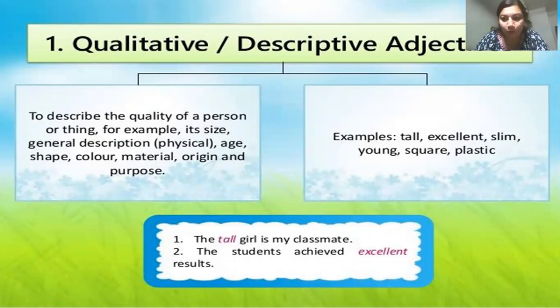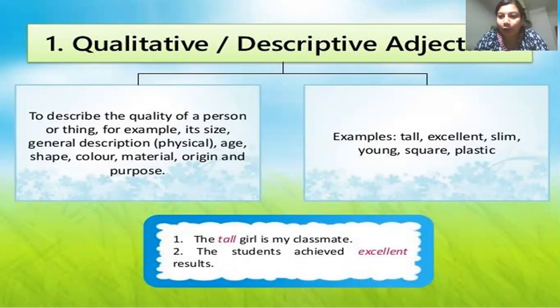For example, it would cover any quality, its size, general description यानी कैसा दिखता है, what age, कौन से shape में है, which color, from which material it is made. Origin means from where it has come or where it was born or where it was made, and even purpose, for what purpose it is used. So qualitative adjectives or adjectives of quality are such kind of adjectives which tell us about different quality or features of the noun or the pronoun that we are talking about in the sentence.